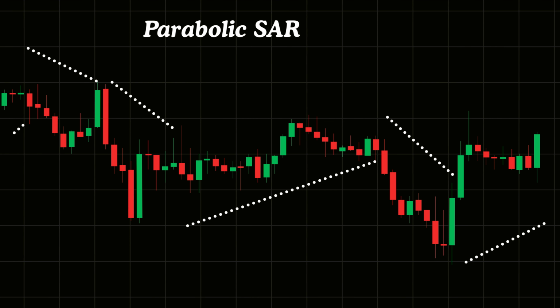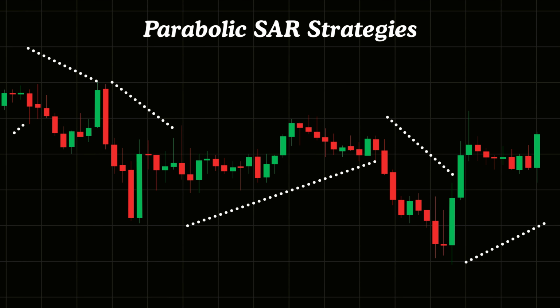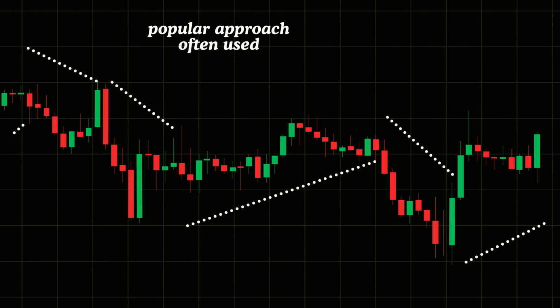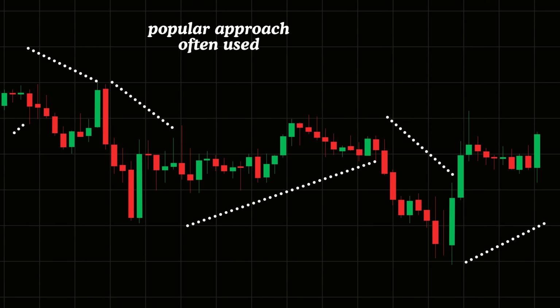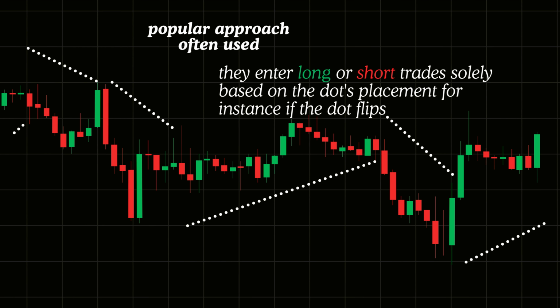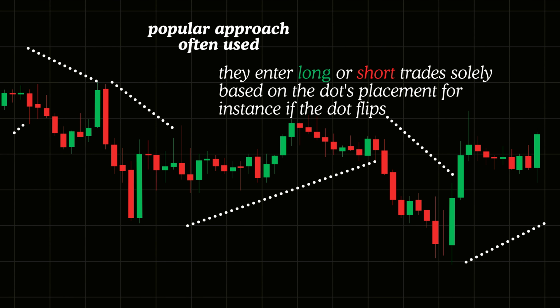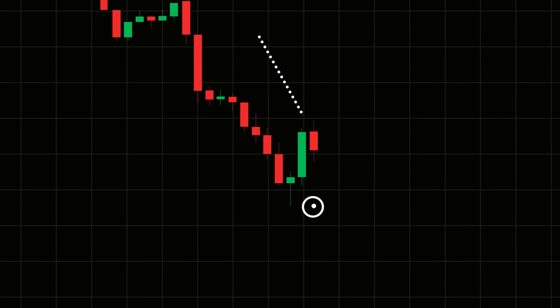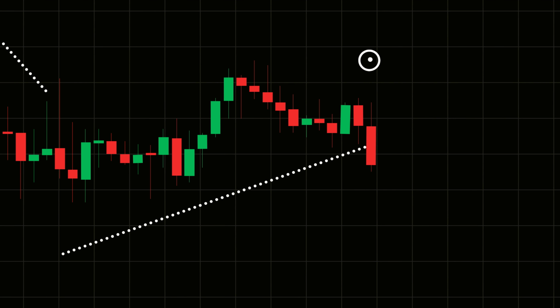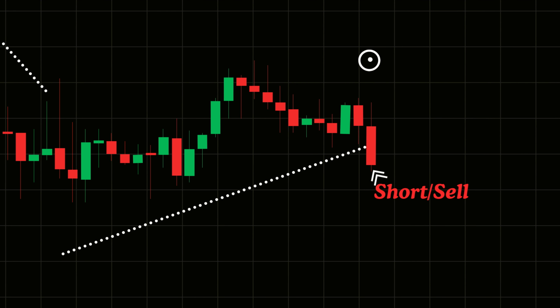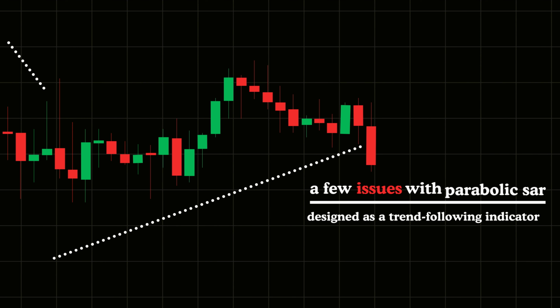Now let me walk you through several strategies you can apply using the Parabolic SAR. The first one is a popular approach often used by novice traders, where they enter long or short trades solely based on the dot's placement. For instance, if the dot flips below the candle, they open a long trade, and if the dot appears above the candle, they go short. Although this method is widely known, it comes with a few issues when used this way.